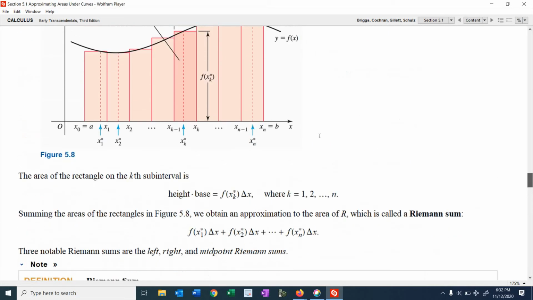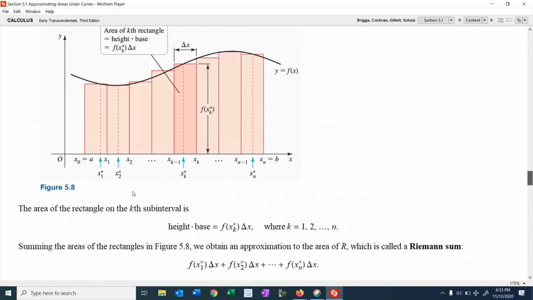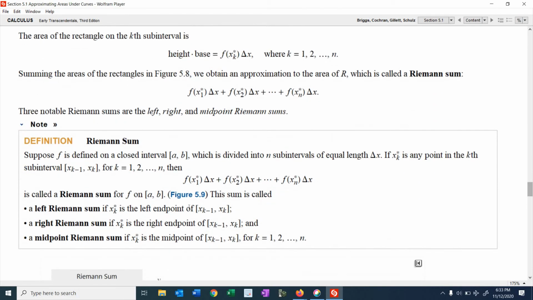Now, there are systematic ways of picking this x star value. So there's three very common ways of picking that x star value. If we always pick the left endpoint in the subinterval, so in this case, it would be x sub 0 to be our x star value. If we do that for every single one of the subintervals, where we pick the left endpoint to determine the height of the rectangle, it's called a left Riemann sum.